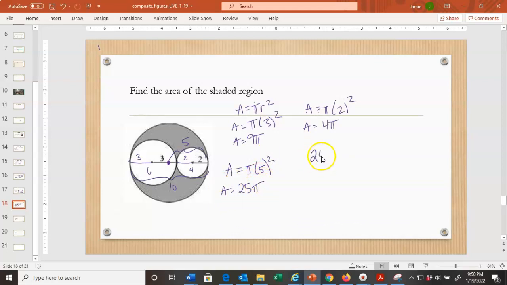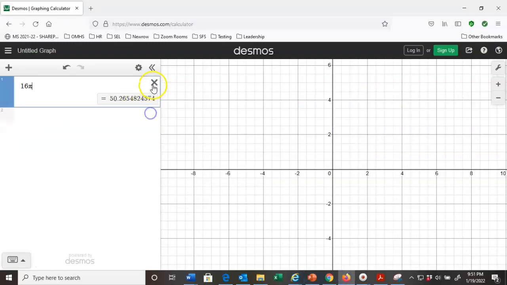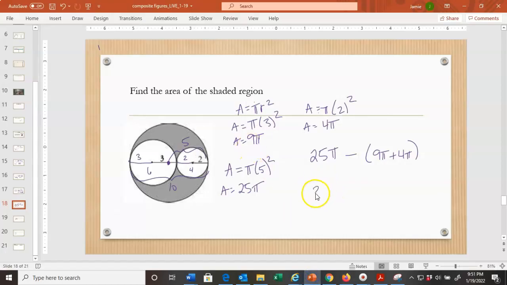So now we're going to take the entire circle and subtract out the other 2. So let's go to our Desmos. 25, 9, and 4. So 25 pi minus, make sure to put this in parentheses if you're going to do it like this. You can do each number individually and then add them all together. I just did it like this. So we'll say 37.7. And this one does not have any units, so we'll just say units squared. Here we go.